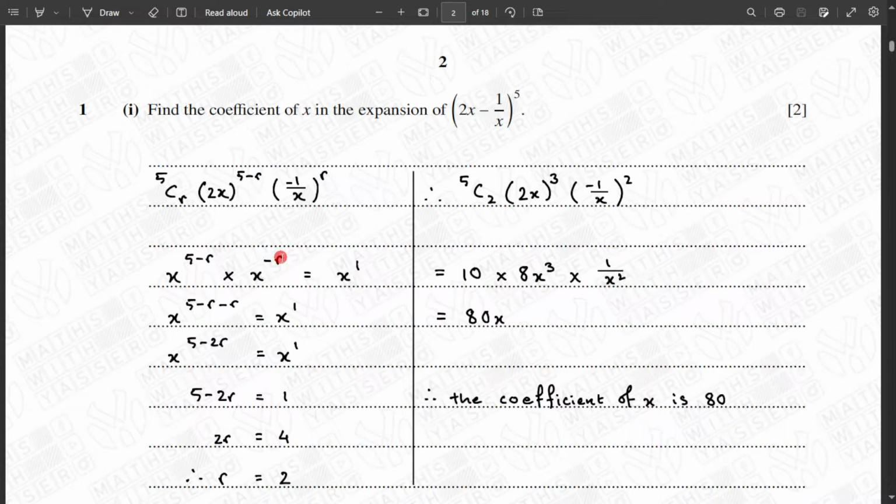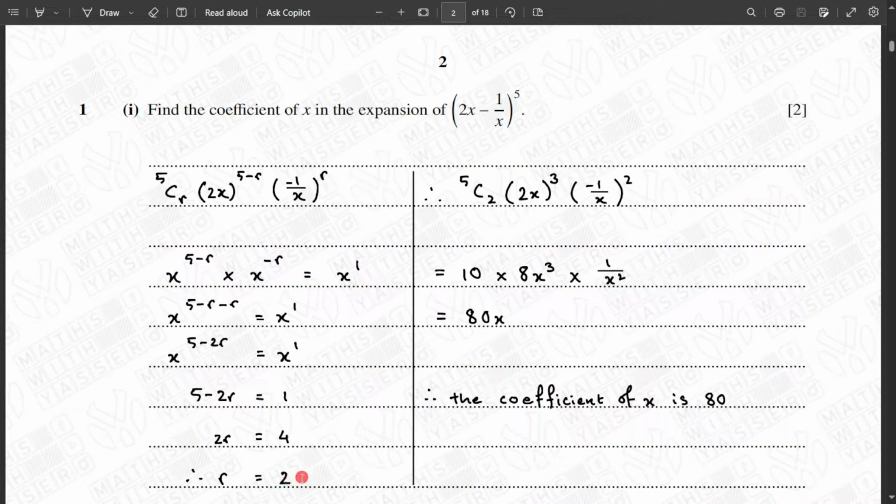Since the question says that we need to find the coefficient of x, which is the same as finding the coefficient of x^1, we isolated the x terms, and this should be equivalent to x^1. When we are multiplying, the powers get added. So 5 - r plus -r is 5 - r - r, equals x^1. Or we can say x^(5-2r) equals x^1. With the help of the equality rule, 5 - 2r is equal to 1. Therefore, 2r is equal to 4. So r will be 2.